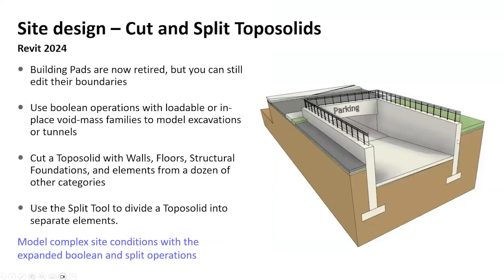Here's a great image that illustrates the ability to take a foundation wall and a footing and actually subtract away from the topography, or what we call the TopoSolid. So we can cut things like walls, floors, structural foundations, and elements of a dozen other categories. This also gives us the ability to make tunnels and to place voids and things. So I'm going to jump into Revit and show you exactly how that works.